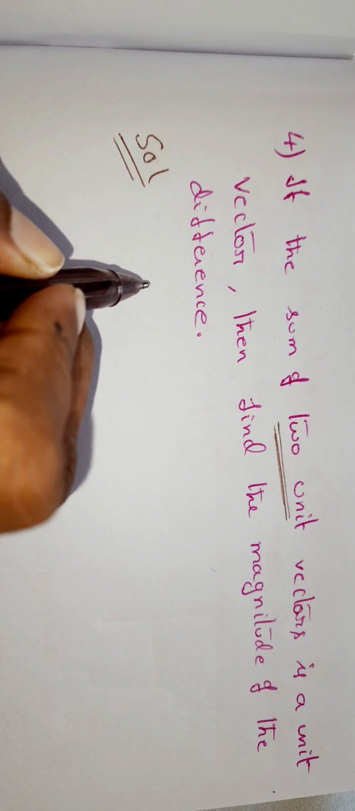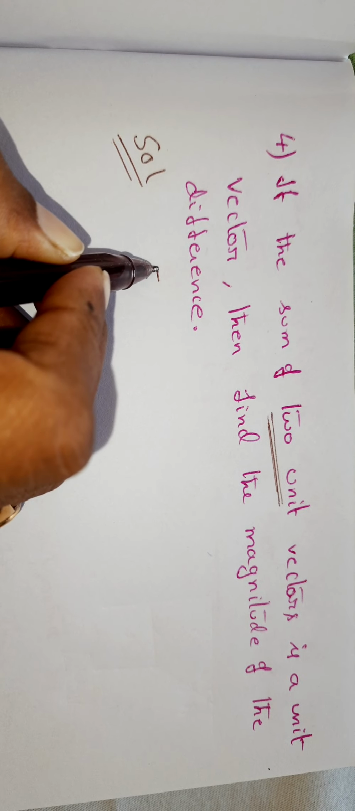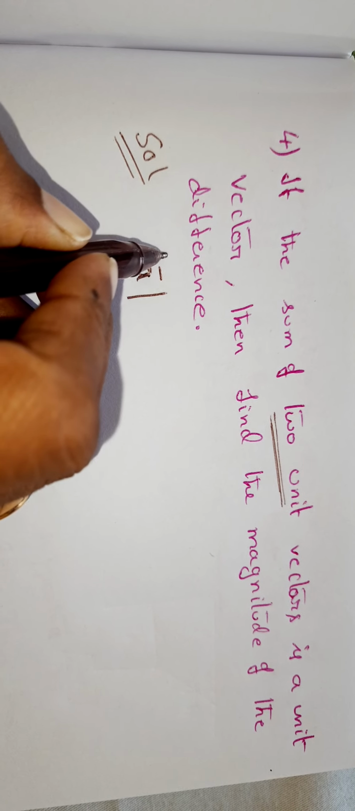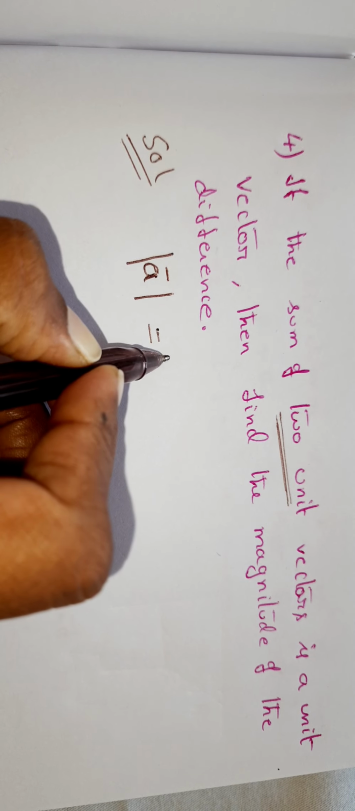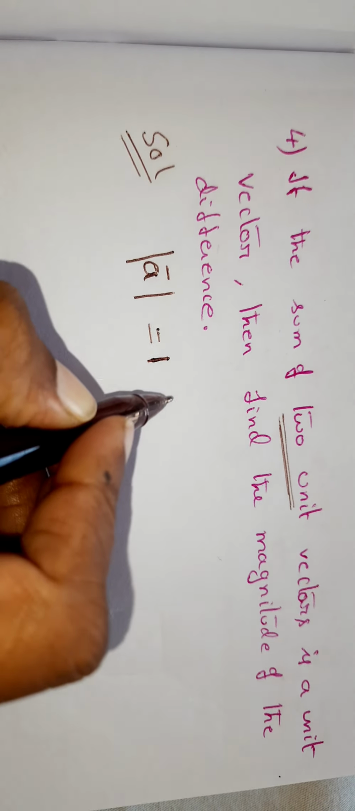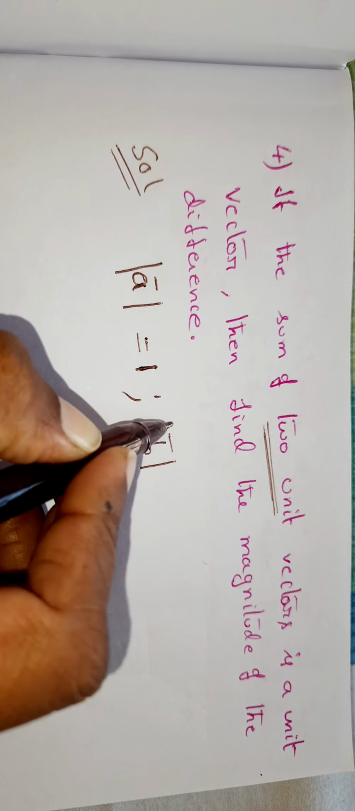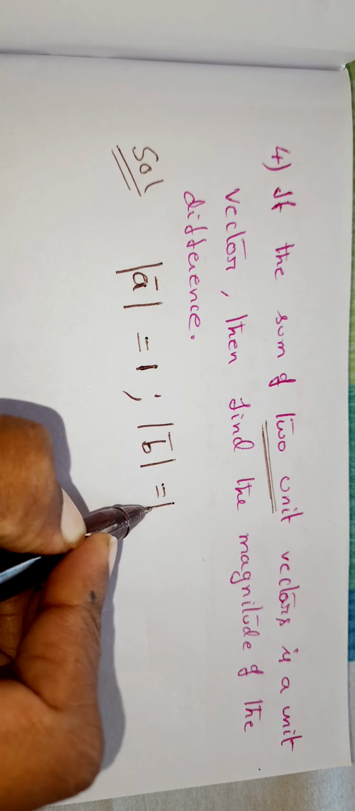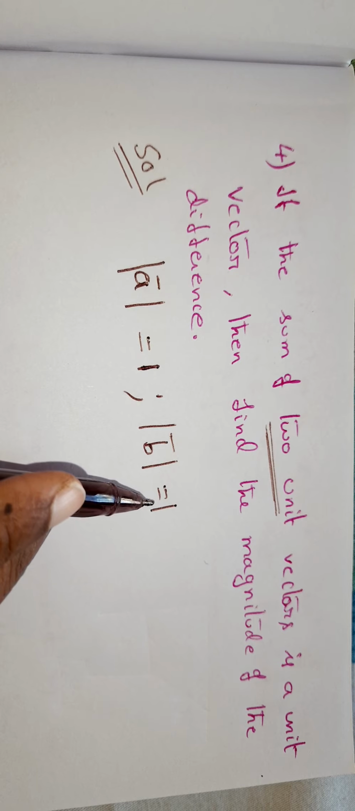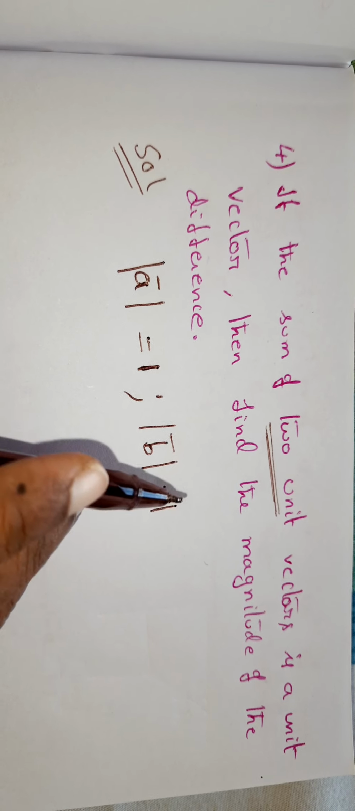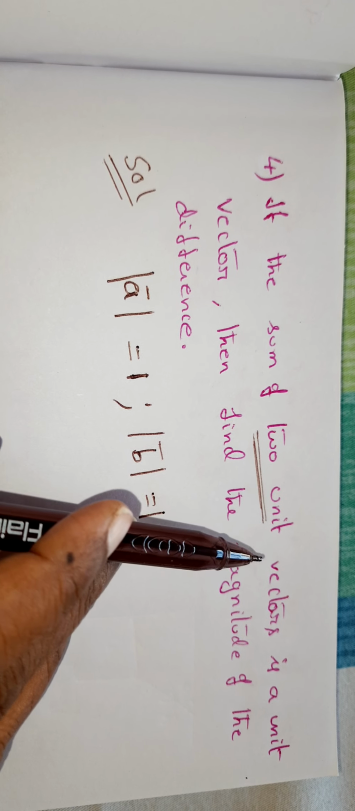if we suppose one of the given vectors is a bar. What is given to us? That the given vector is a unit vector, means modulus of a bar is 1. And if we suppose the other vector to be b bar, then modulus of b bar is also 1. That means a is equal to 1 and b is equal to 1. Right. So this is the conclusion we have to come to when we read it.